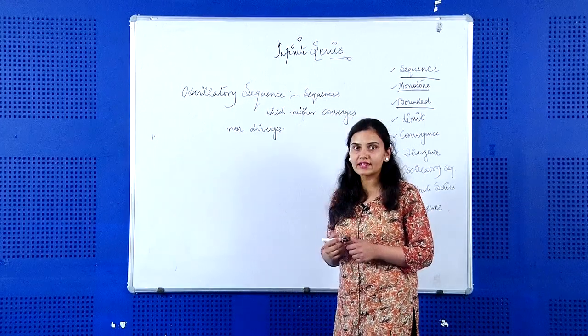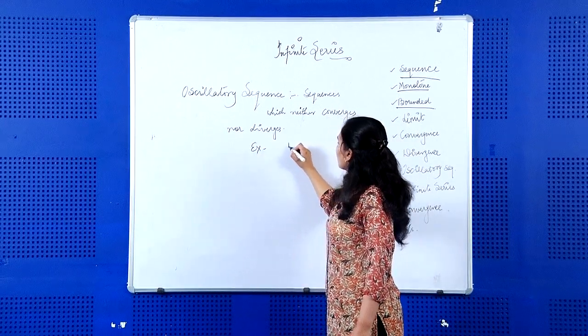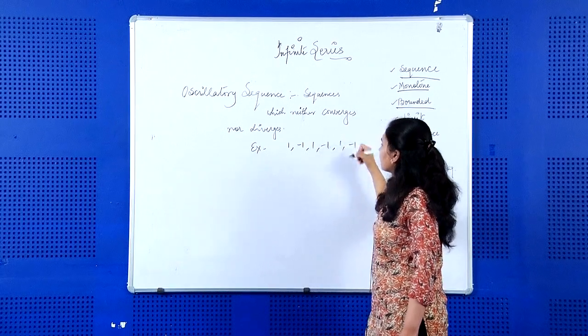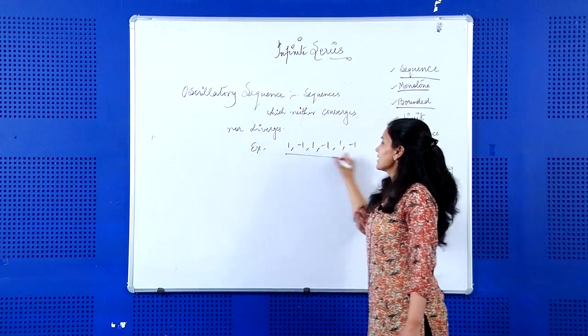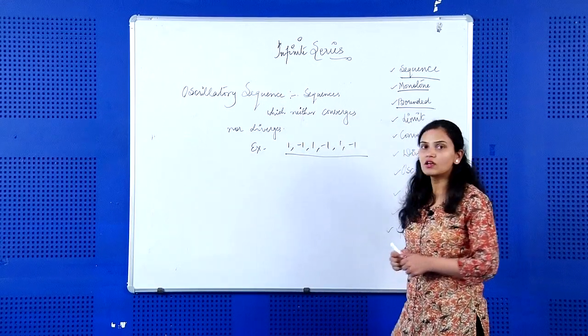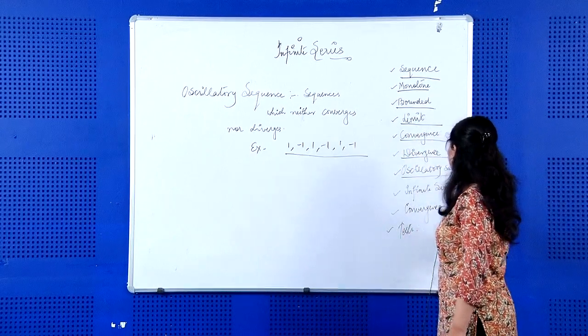These are oscillatory sequences. For example, 1 minus 1, 1 minus 1, 1 minus 1. This is an example of an oscillatory sequence. We can see it will neither converge nor diverge. So, such sequences are known as oscillatory sequences. So, we generally study limit, convergence, divergence, oscillatory.